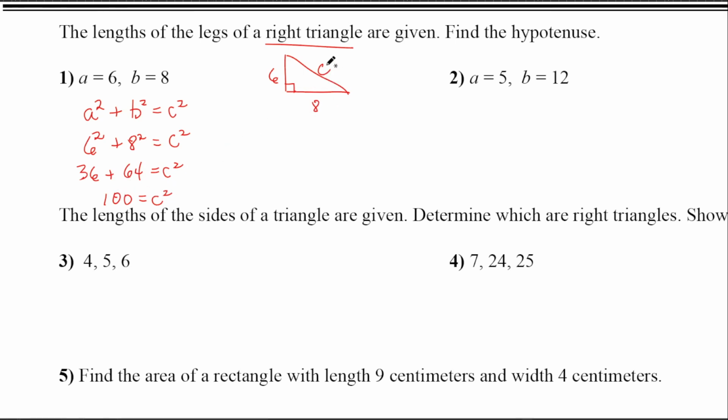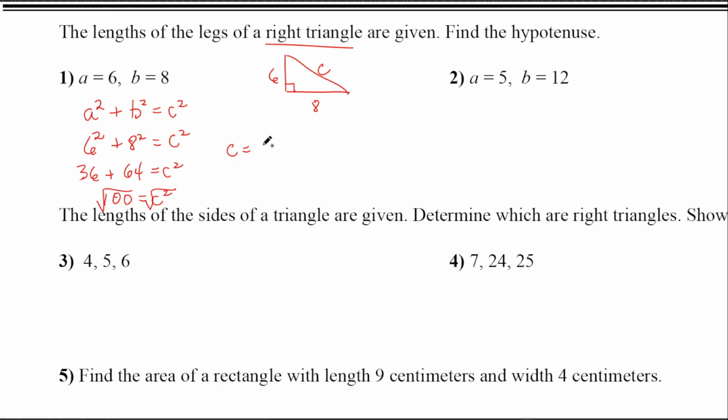All right, if you thought about it, it wouldn't make any sense. If this length is 6 and this one's 8, there's no way in the world that this is going to be 100, right? But this is equal to c squared. So how do I get c by itself? Well, I take the square root of c squared, which is just c.